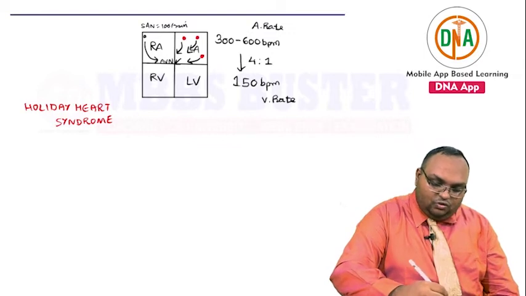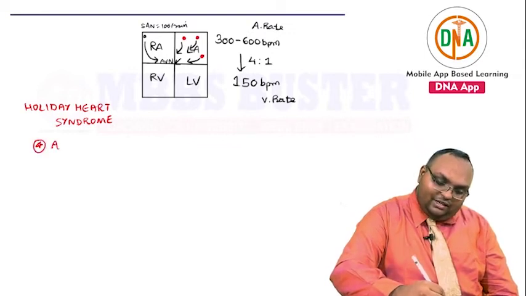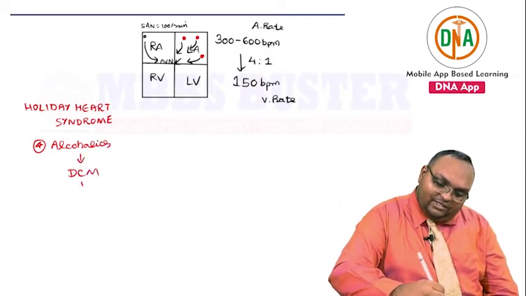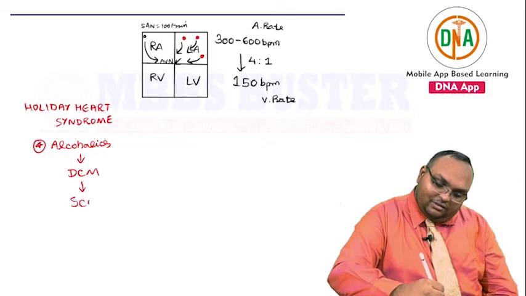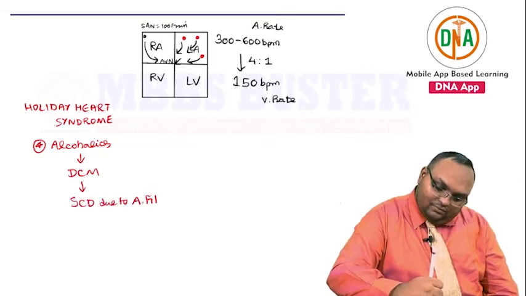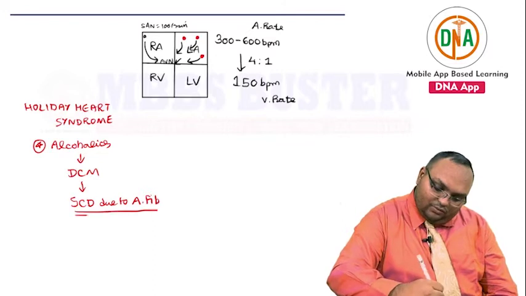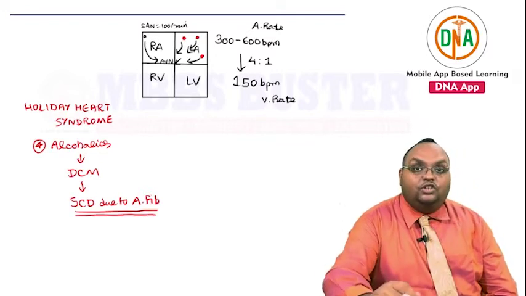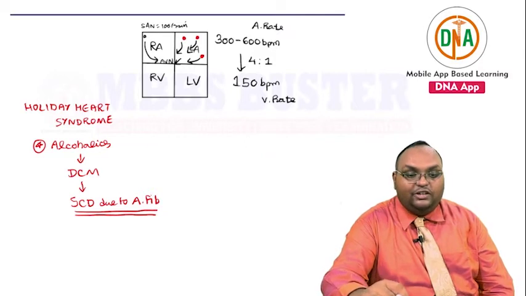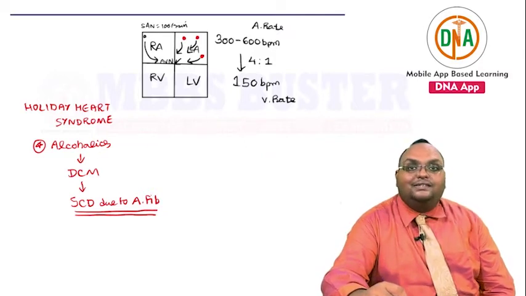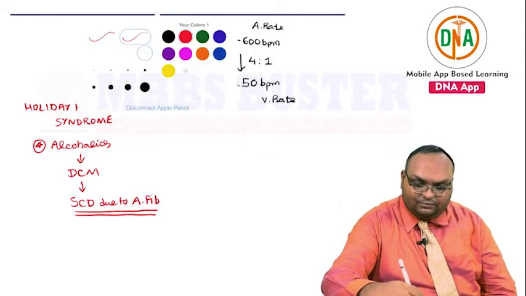So usually you see in alcoholics who suffer from a dilated cardiomyopathy, there may be sudden cardiac death due to atrial fibrillation. So this is one point about the epidemiology as well as the etiology you need to know. Pathophysiology we've already discussed. Then what lies next? The ECG findings and the treatment.